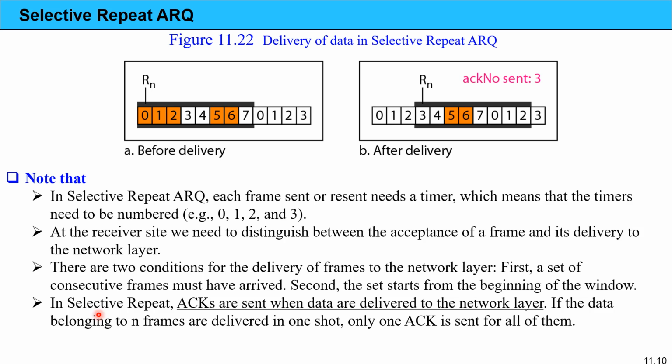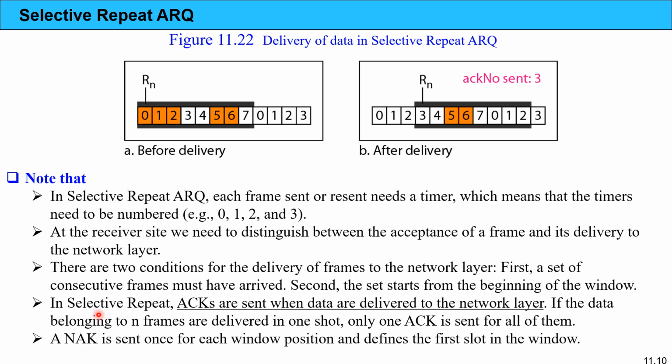And if the data belongs to any frames, for example here, I received 0, 1, 2 in order, I will deliver 0, 1, 2 directly. I will deliver 3 frames, but I will send only one acknowledgement, 3. So acknowledgement 3 here accumulates 0 and 1 and 2, accounting for the 3 frames. So only one acknowledgement is sent for any frames delivered.